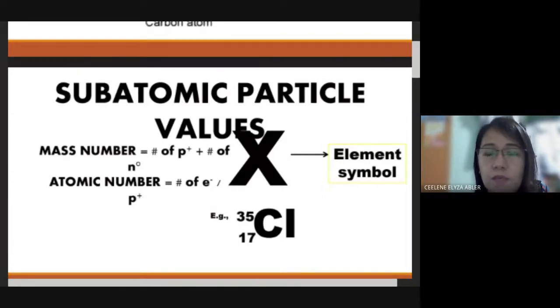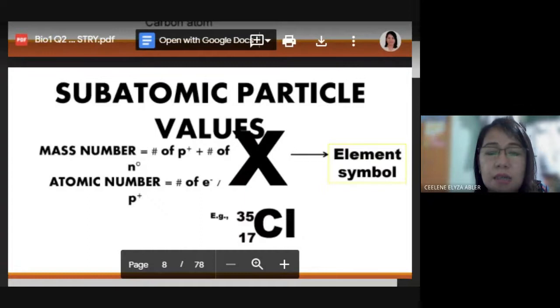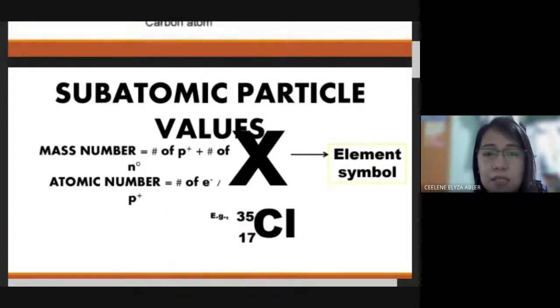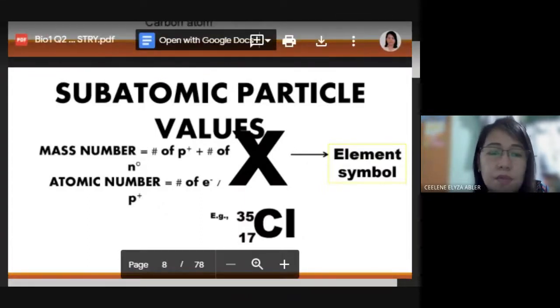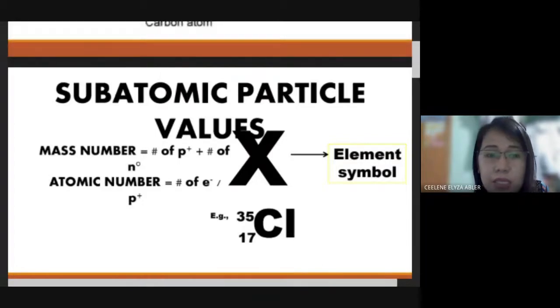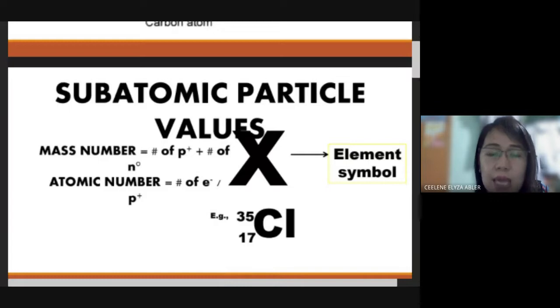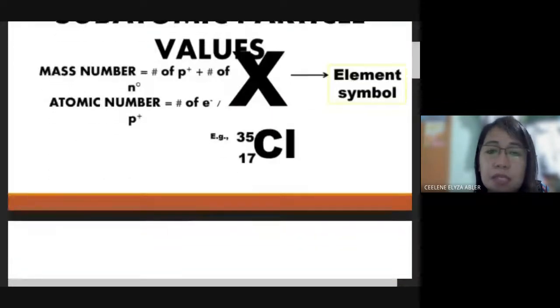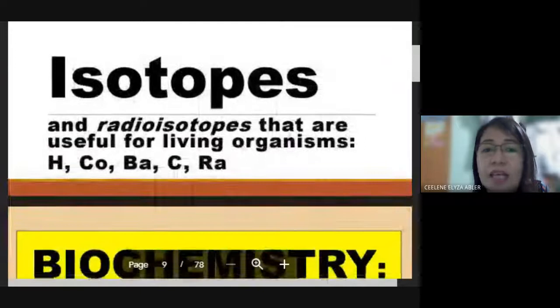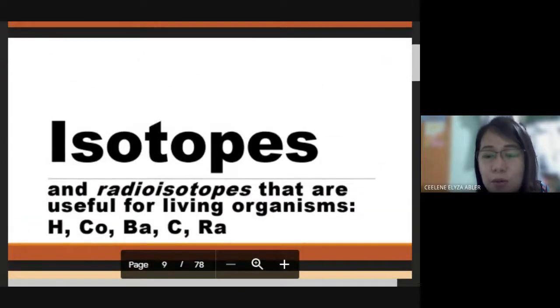So meron tayong form na ganito, which is, this is your X, it represents your element na symbol. So for example, you have here your chlorine. This is its mass number. The mass number is 35, and you have your atomic number as 17. So they are usually written that way. So you just need to remember that there are also isotopes.